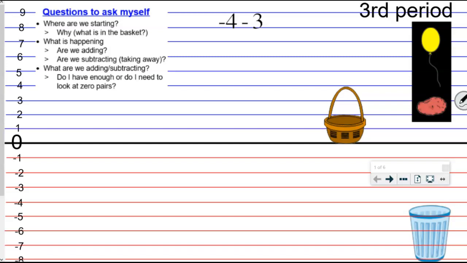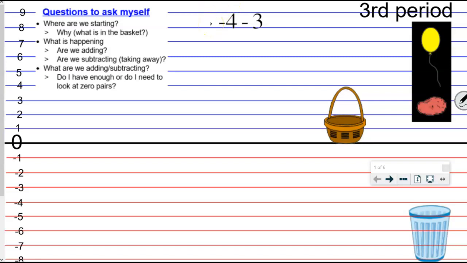Hello, Math 7 students. This lesson is really just more practice with integer subtraction, but I really want to summarize the big takeaways from our last lesson. So let's just quickly review this problem, which was in our last lesson, -4 minus 3.